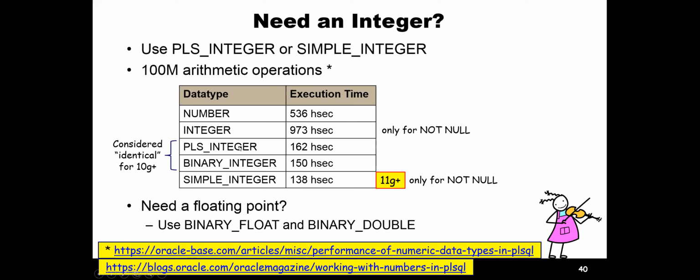I did find documentation that says PLS_INTEGER and binary integer are considered identical if you're in 10g or beyond, but I keep getting different numbers for those. I'm not sure, is that caching? What is happening there? But in any case, they're still better than using integer or number. And if you need a floating point, use binary float or binary double, depending on what size number you need. Same idea.